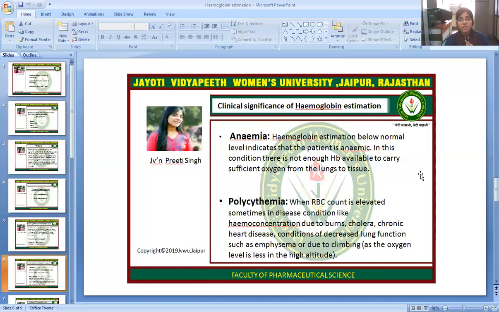Polycythemia: when RBC count is elevated, sometimes in disease conditions like hemoconcentration due to burns, cholera and chronic heart disease. Conditions of decreased lung function such as emphysema, or due to climbing, as the oxygen level is less in the high altitude.